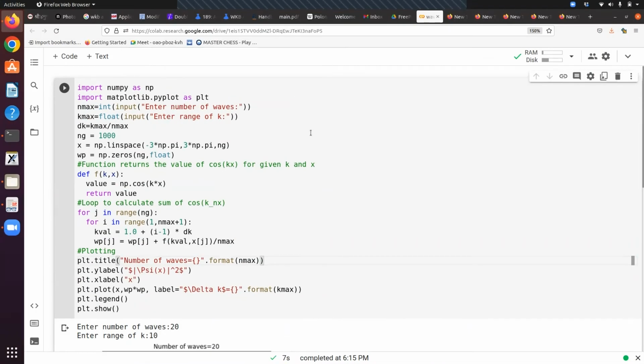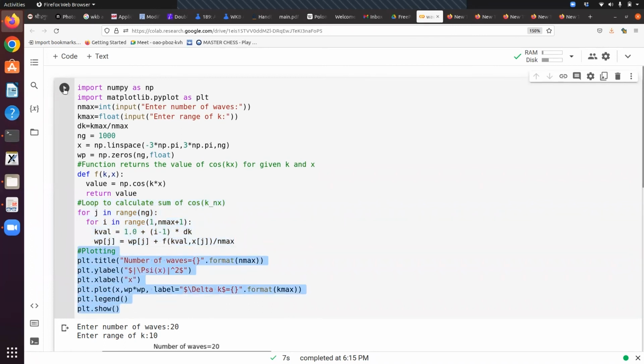This is how the code looks like. We have to input the number of waves and the range of k here, and then we have some user defined function that returns the value of cos kx for a given k and x. Then we have a for loop to calculate the sum of cos kn x for a range of n, and finally we plot the wave function here.